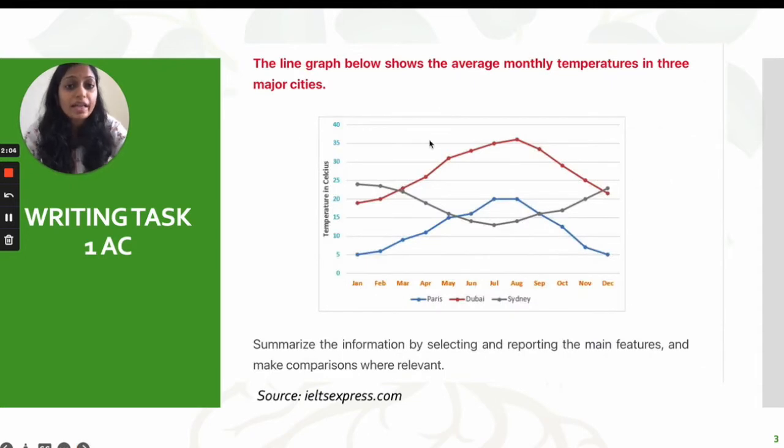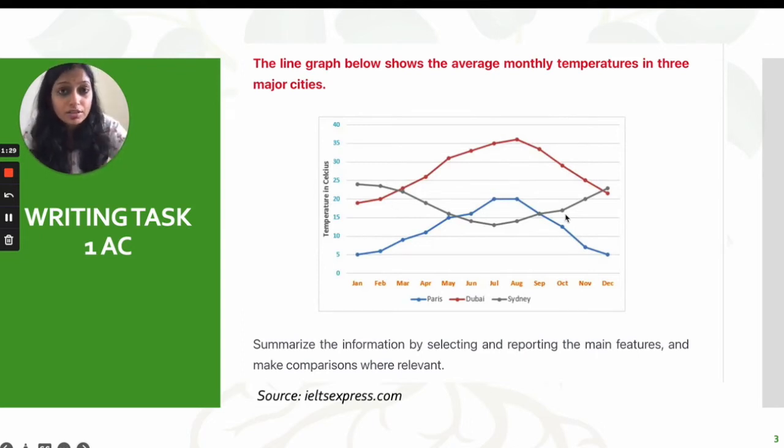Moving ahead to the next line graph, we had a line graph in a few centers in the morning slot, and these were monthly average temperatures. So clearly, Paris and Dubai have the same trend throughout the year, whereas Sydney has a contrasting trend. And you can also say that the months of May to September saw the highest amount of temperatures in Paris and Dubai, whereas it saw the least amount of temperatures in Sydney. Your body paragraph split will also be based on the similarities, Paris and Dubai in one and Sydney in the other.